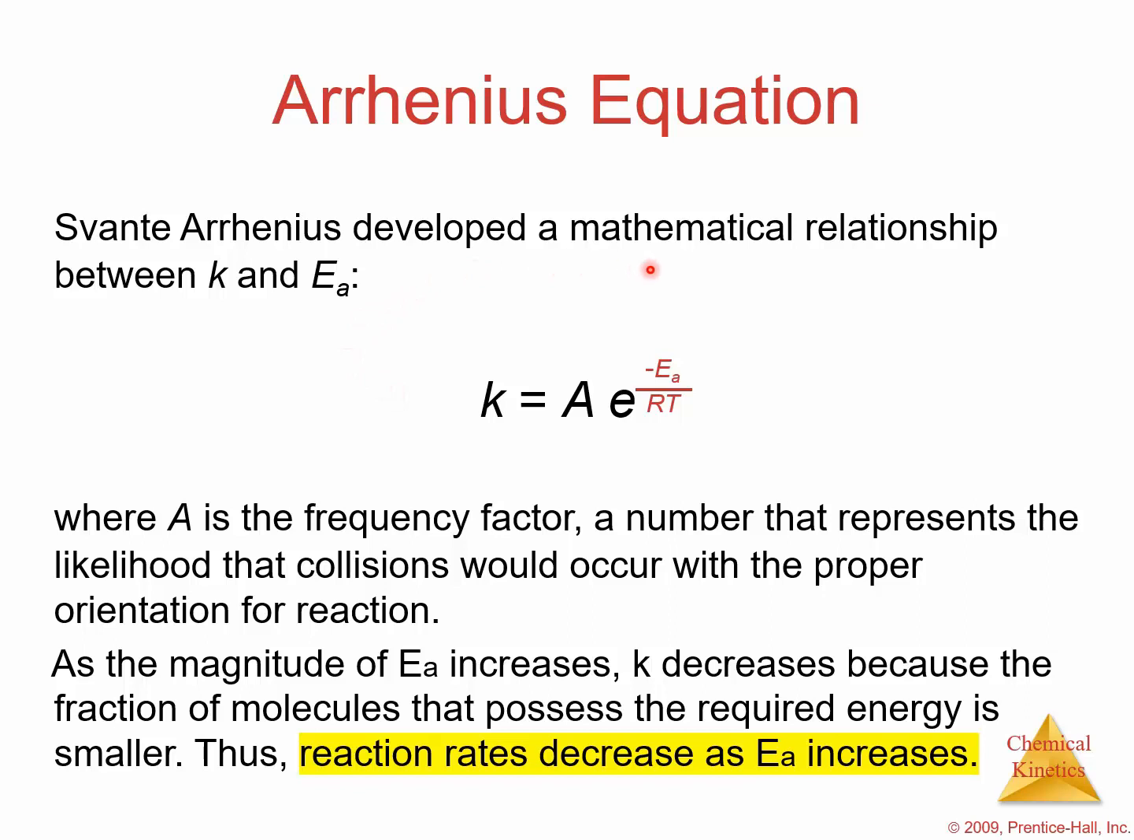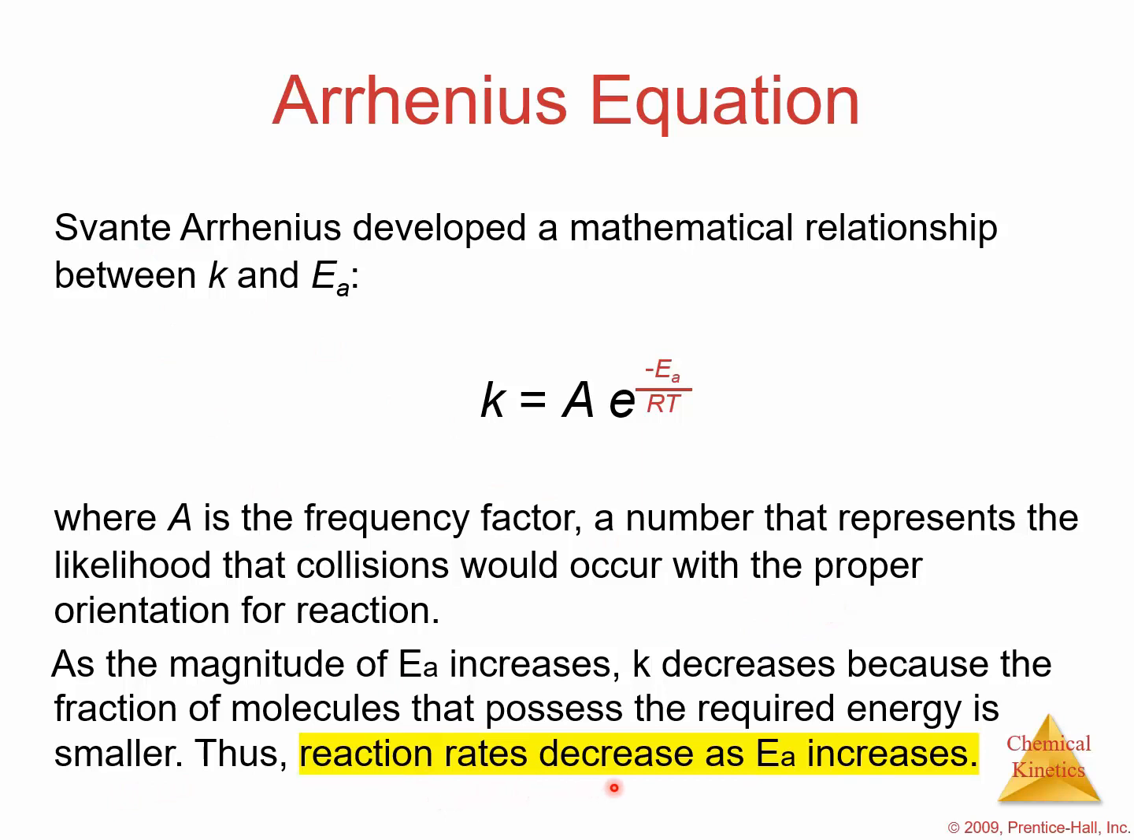Now, the Arrhenius equation. Arrhenius developed a mathematical relationship between k, the rate constant, and activation energy, as you can see here, where A is the frequency factor, a number that represents the likelihood that collisions would occur with the proper orientation for reaction. As the magnitude of E of A increases, k decreases because the fraction of molecules that possess the required energy is smaller.